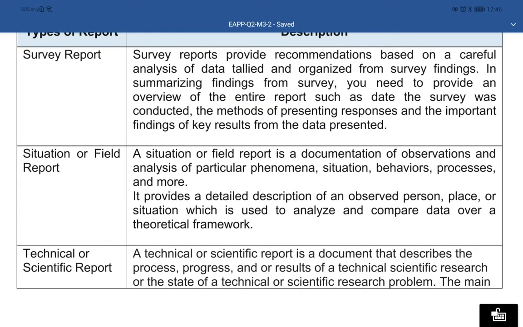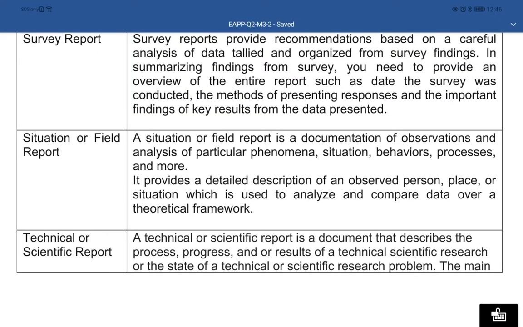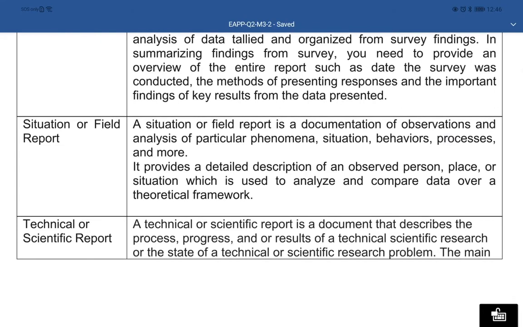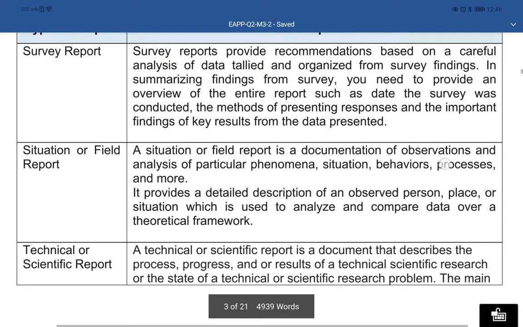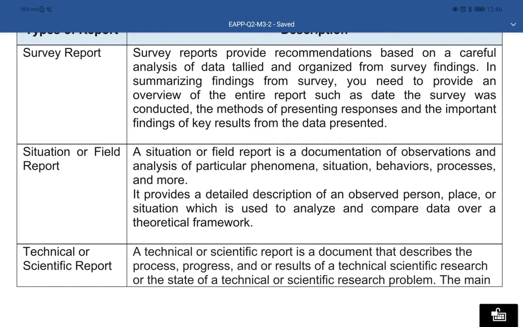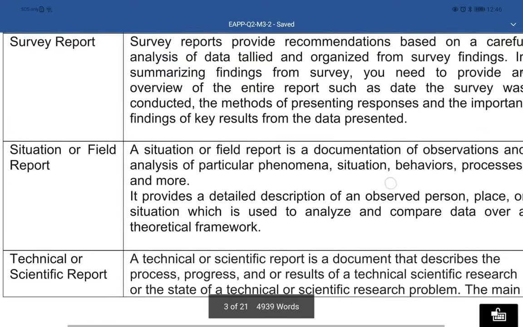Okay? Second is a situation or field report. This one is very common actually. A situation or field report is a documentation. Okay? Pag sinabing documentation, narration, pagkakwento of observations and analysis of particular phenomena. Phenomena means pangyayari. Situations, behaviors, processes, and more. It provides a detailed description of an observed person, place, or situation which is used to analyze and compare data over a theoretical framework. So, basically, the situation or field report is just the common narrative report we do.